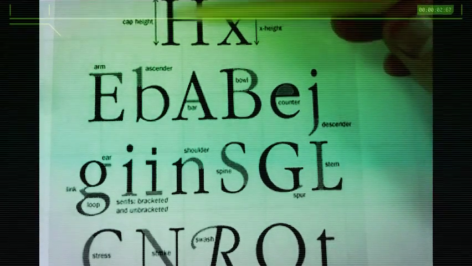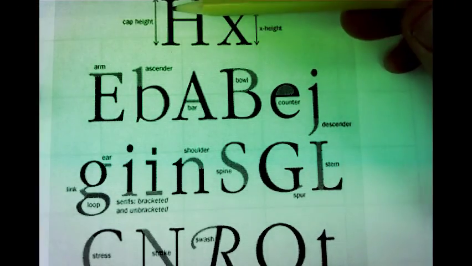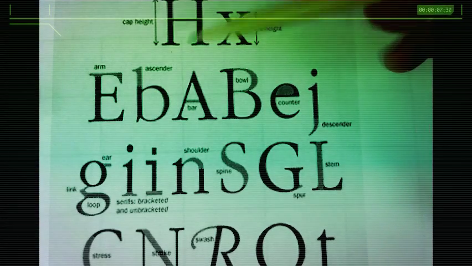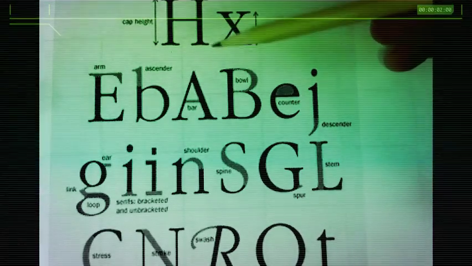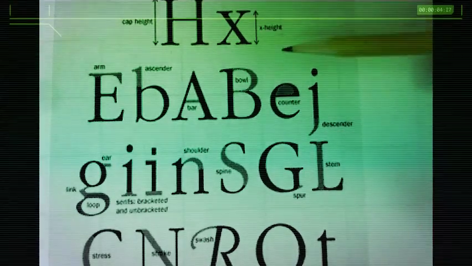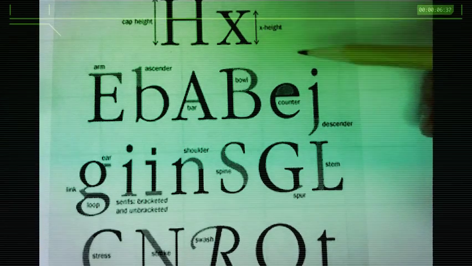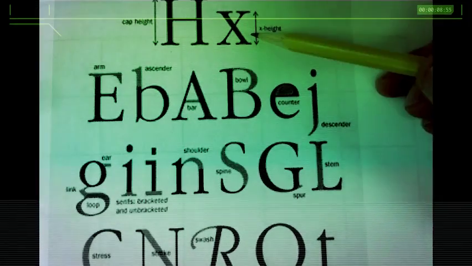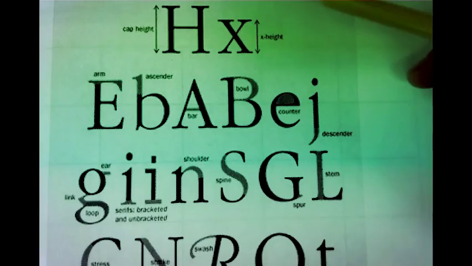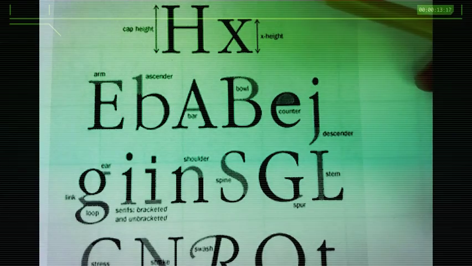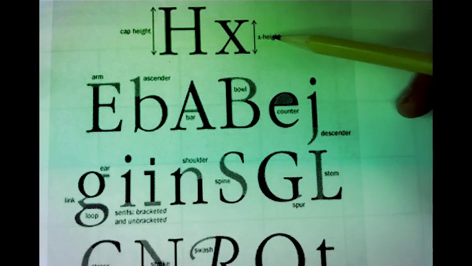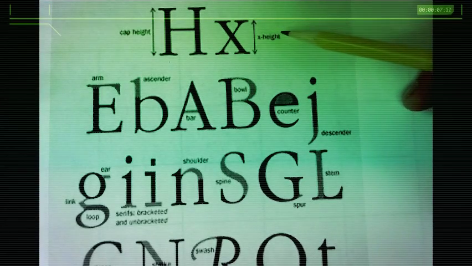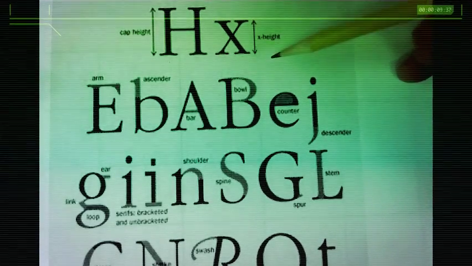The cap height is the height of a capital letter from the baseline to the top of the caps, most accurately measured on a character with a flat bottom, like an E or an H, an I, etc. The X height is the height of a lowercase letter, specifically the lowercase x, not including ascenders or descenders.